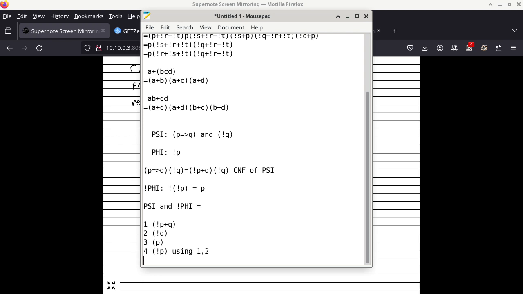Now you can go for the super systematic way and look at 1 and 3, but I'm going to shortcut it, because I can see the solution already. So I can say 5, which is false, using 3 and 4, because 3 is P and 4 is not P.